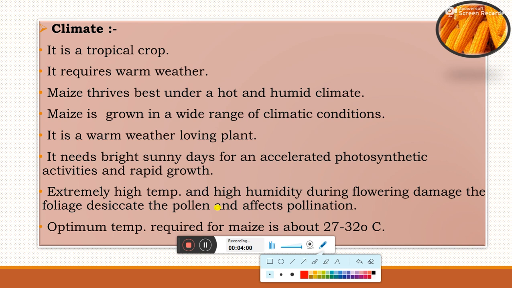Next one, the climate. Maize is a tropical crop. It requires warm weather. Maize thrives best under hot and humid climate, and it is grown in a wide range of climatic conditions. It is a warm weather loving crop. It needs bright sunny days for accelerated photosynthetic activity and rapid growth. Extremely high temperature and high humidity during flowering damage the foliage, desiccate the pollen, and affect pollination. The optimum temperature for better growth and development of maize is about 27 to 32 degrees Celsius.